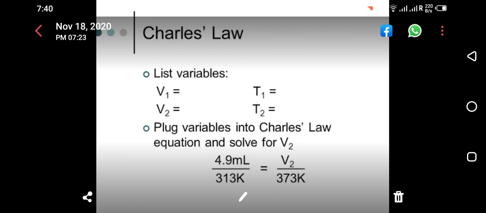Kelvin is the unit for temperature, and centigrade plus 273 equals Kelvin. If T2 is 373 Kelvin, it is after adding 273. So T2 is 373 and V2 is unknown, so V2 can be found with V2 on one side: 4.9 upon 313 multiplied by 373 Kelvin is the answer. When we simplify, then we will get the answer.